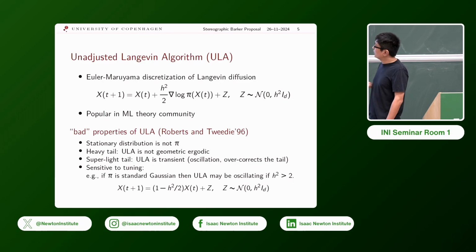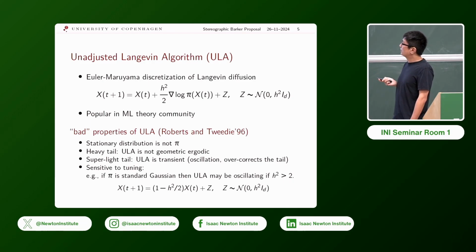And the third issue is if you have a target which has a super light tail, then at the tail region, this gradient term dominates other terms, so it's too large. So this ULA just overcorrects at the tail, so it becomes oscillating. So this ULA is even transient.